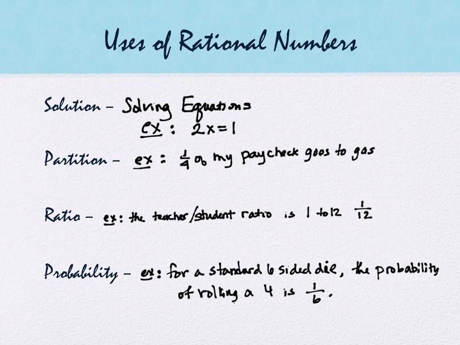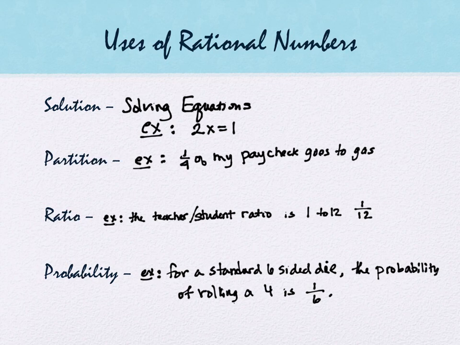Partitions. So a partition takes something and it separates it into parts. So something like 1/4 of my paycheck goes towards gas. 1/3 of my paycheck goes towards tuition or something like that. That's a partition.